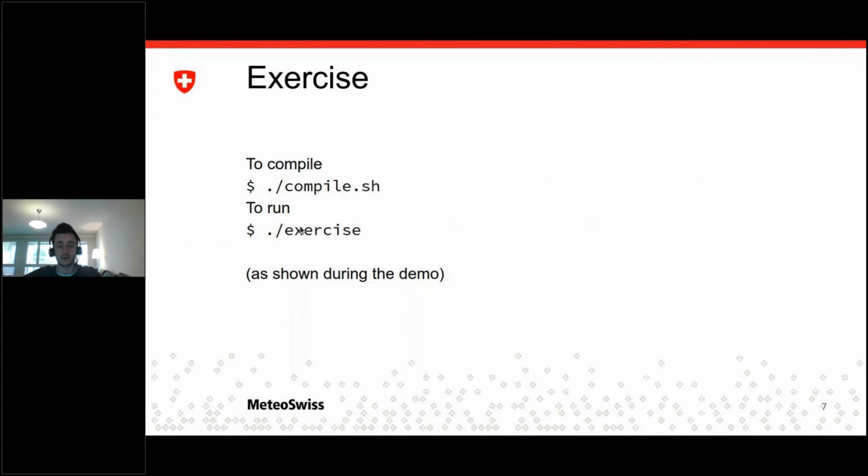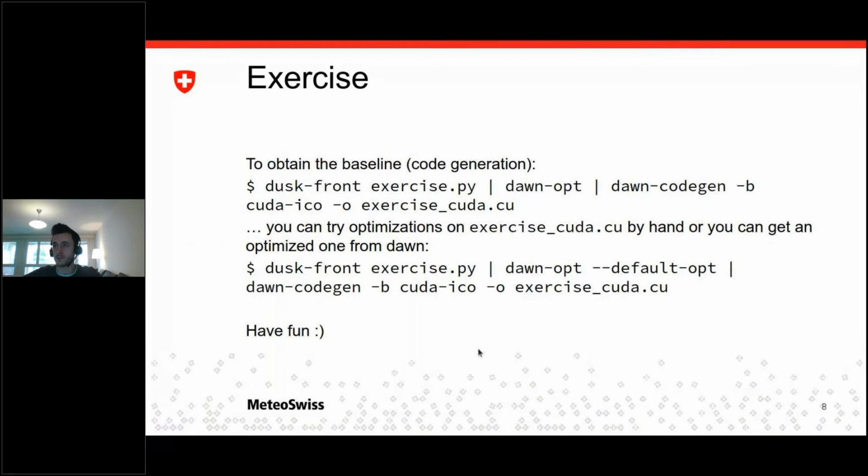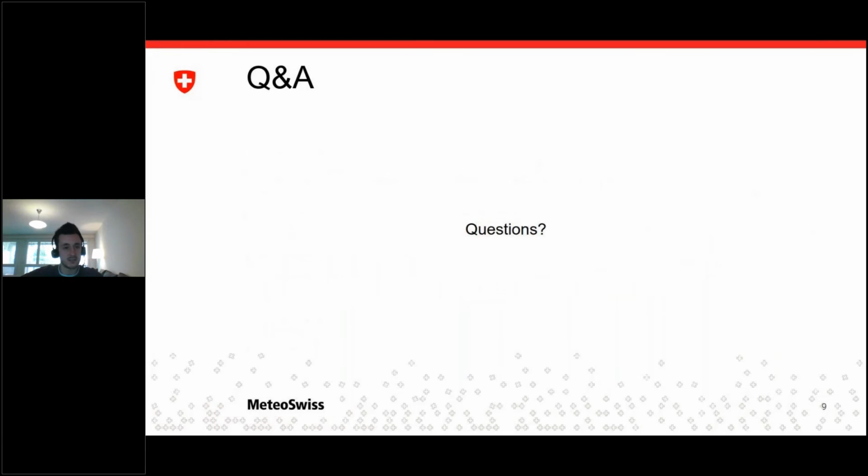Then to run, you get an executable code exercise which you can run as we saw in the demo. If you want to do the last part using Dawn to obtain optimized code, with this you get the baseline as I showed you before. It's the same, and with this command you get the most optimized code that you can get from Dawn. So I hope you can have fun trying to optimize this if you have access to a GPU. I think it's time for questions.